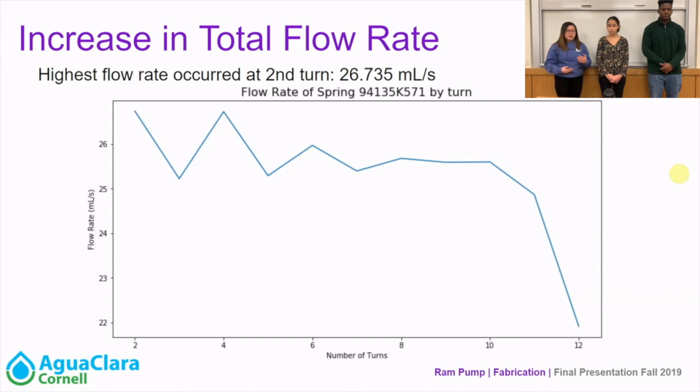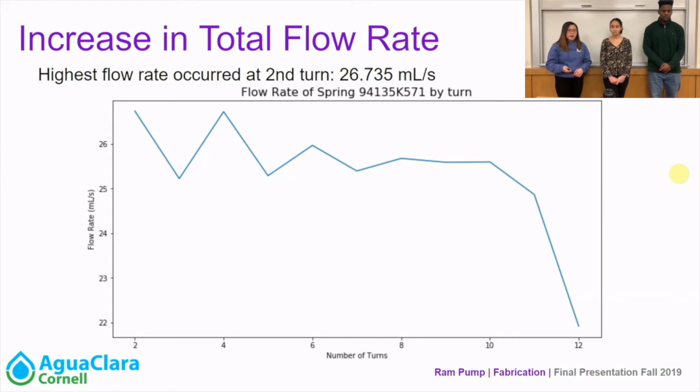For example, in this figure, you can see that the highest flow rate occurred at the 5th turn, 24.683 milliliters per second, which is a huge increase of about 6.6 milliliters per second. And we have also come up with a convention for adjusting the spring force using the number of turns that we are tuning from the eye bolt. And so changing the turns on the eye bolt would change the amount of tension that the spring is in, and thus change the spring force of our entire system.